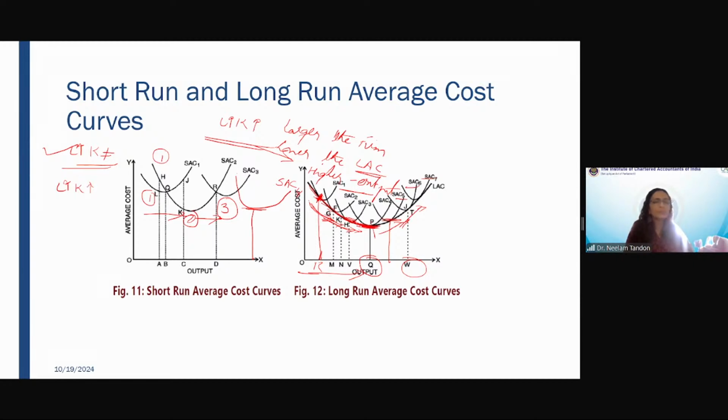Somil, SAC means short-term average cost curve. Short-term average cost curve means total cost divided by output is short-term average cost curve. Okay, SAC, short-term average cost.